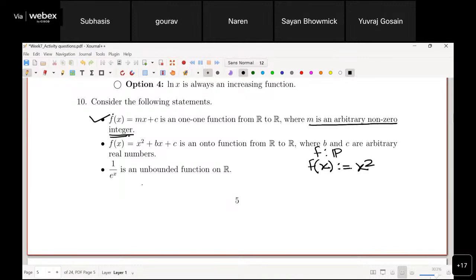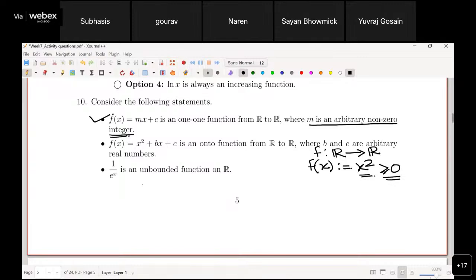Yes, sir. Is it onto? No, sir, it's not. It's always positive, right? Yes, sir. So for any positive value, we are getting this. Even if we use the pre-image method, where x square equals an arbitrary value y, we get the pre-image plus root y, but not minus root y.